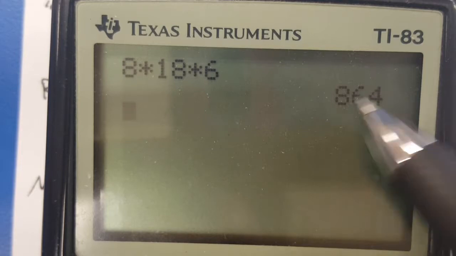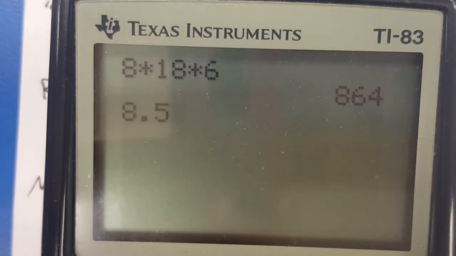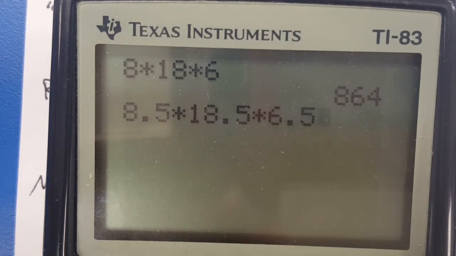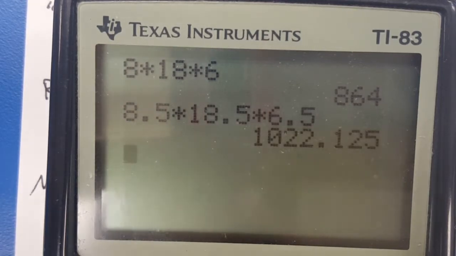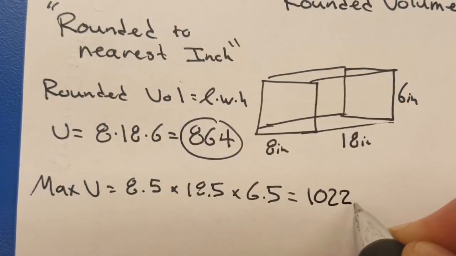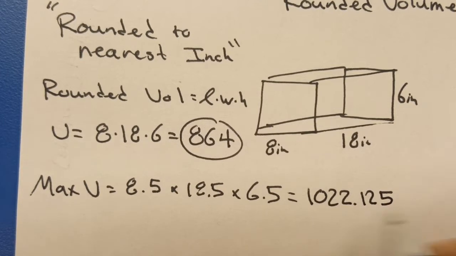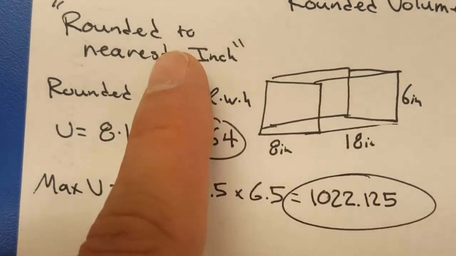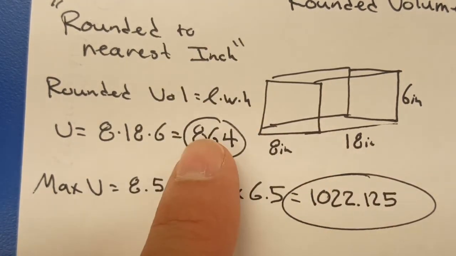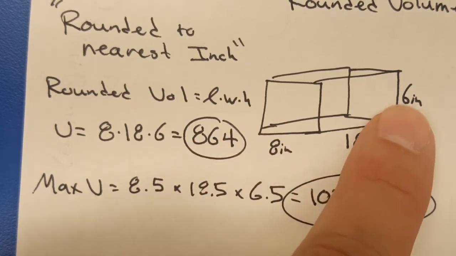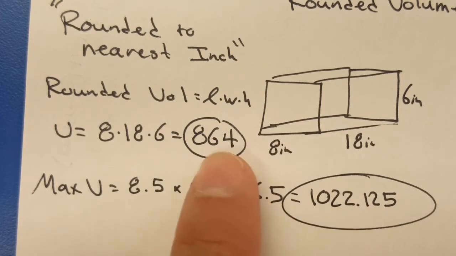So you can do it all in your calculator in one spot. All you do is add a half inch to all the dimensions: 8.5 times 18.5 times 6.5. Let's see what happens here. 1022.125. I like to be accurate, so I'm going to write it all down. 1022.125. Right, so there we go. That's the worst case scenario. That's what the volume could actually be. So as you can see, rounding to the nearest inch is kind of lethal if you round down. If all of these were a little bit bigger, a little bit bigger, a little bit bigger, you could be off by quite the amount.